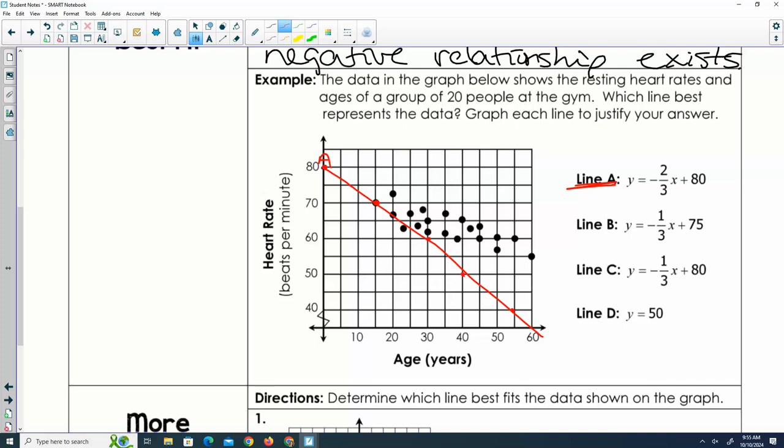If I look at line B, negative 1/3 x plus 75. So my y-intercept is 75, so we start at the 75. Then we go down 1 box over 3. Again, you only need 2 points. I'm doing more because I can't draw a straight line up here very well. Once you get those, draw your line.